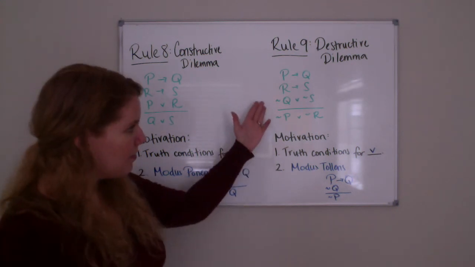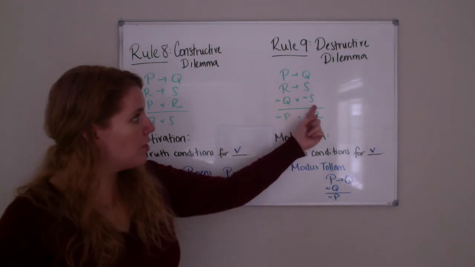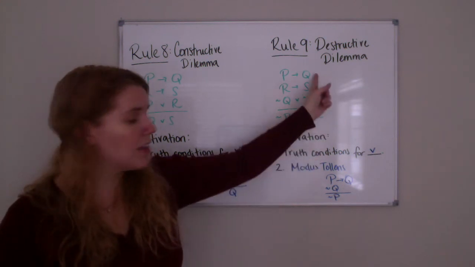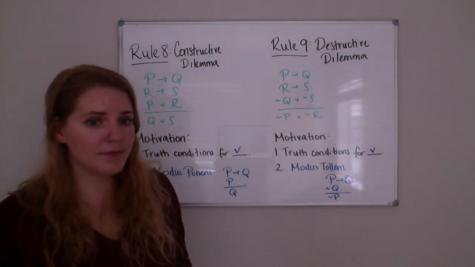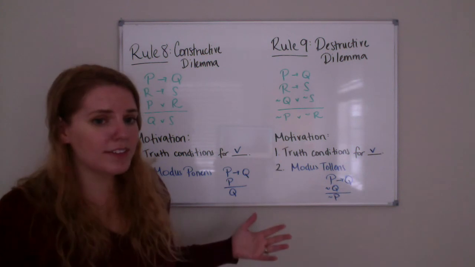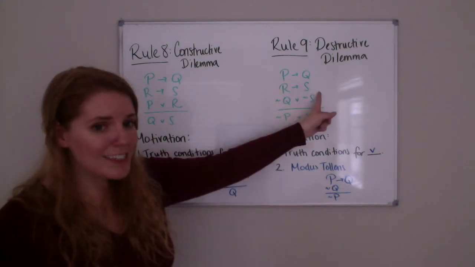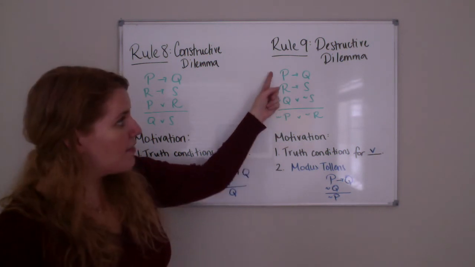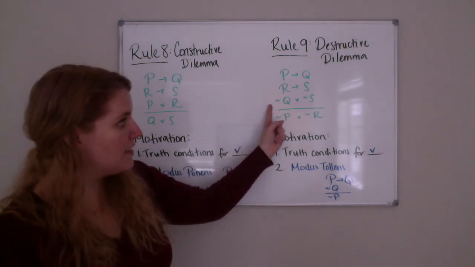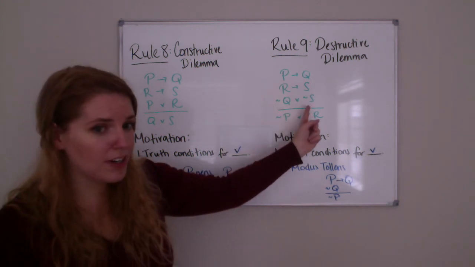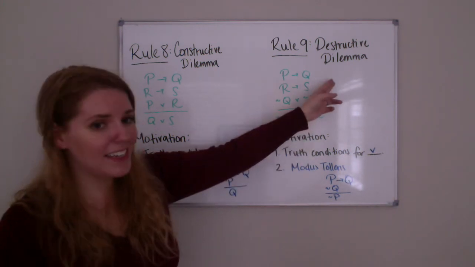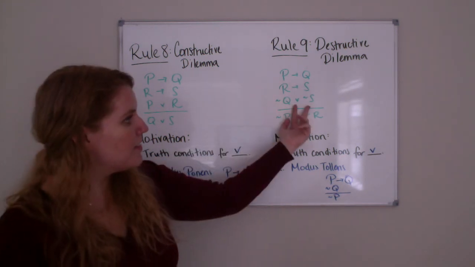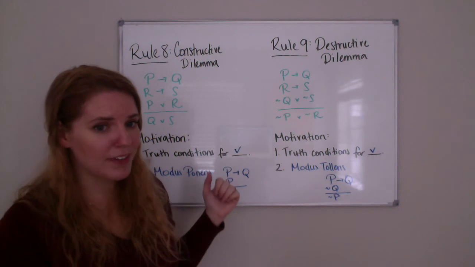Here we see the third premise tells us not Q or not S. Q and S are our consequents. That means that at least one of these consequents must be false. And thanks to modus tollens, we then also know that if one of these consequents has to be false, then one of these antecedents must also be false. So if we have if P then Q and if R then S, and we have either not Q or not S, then it'll be the case that either not P or not R. If one of these consequents is false, then its antecedent will be false.